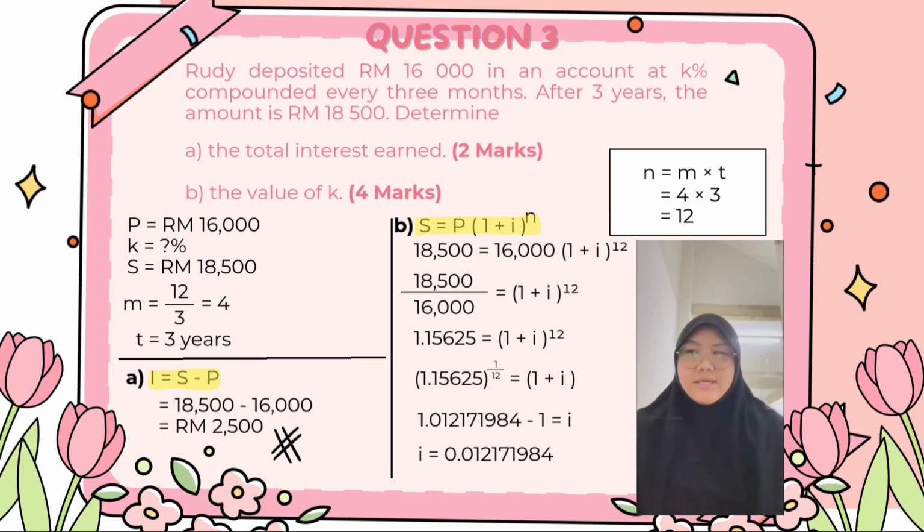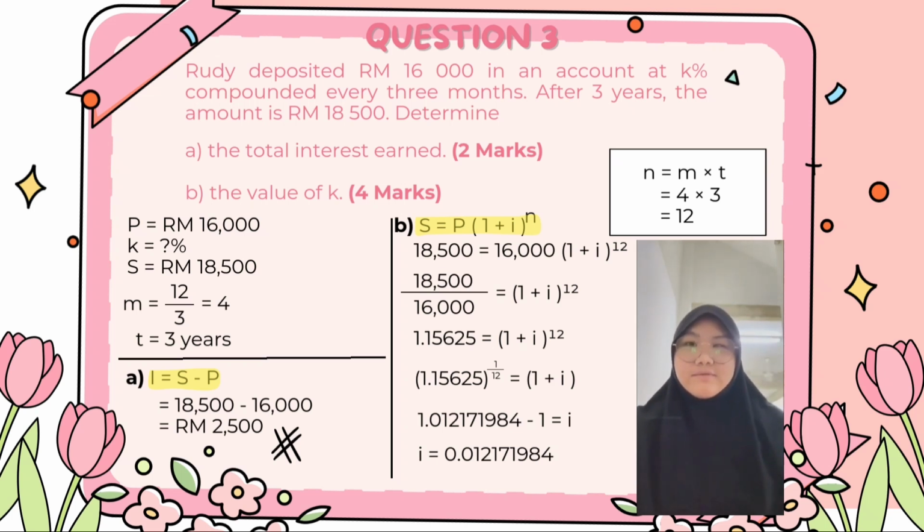So 18,500 ringgit minus 16,000, we get the answer 2,500 ringgit. For part B, we use the formula S equal P bracket 1 plus I bracket power n. First thing first, we need to search for the n. The formula for n is n equal m times p. So 4 times 3, we get the answer 12.